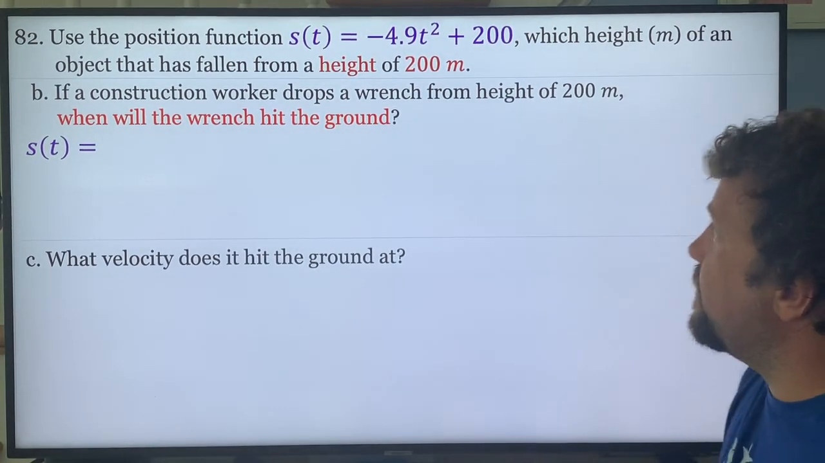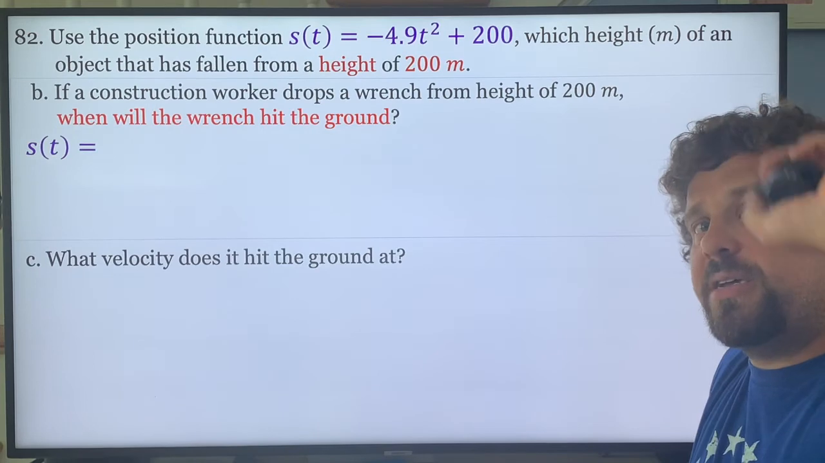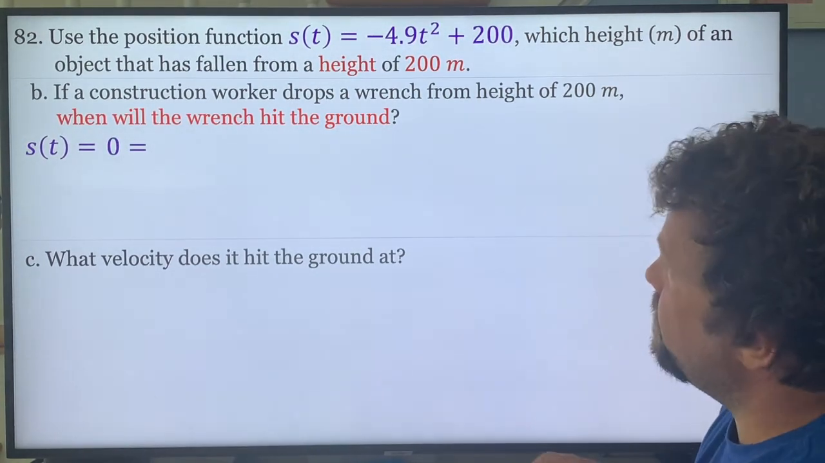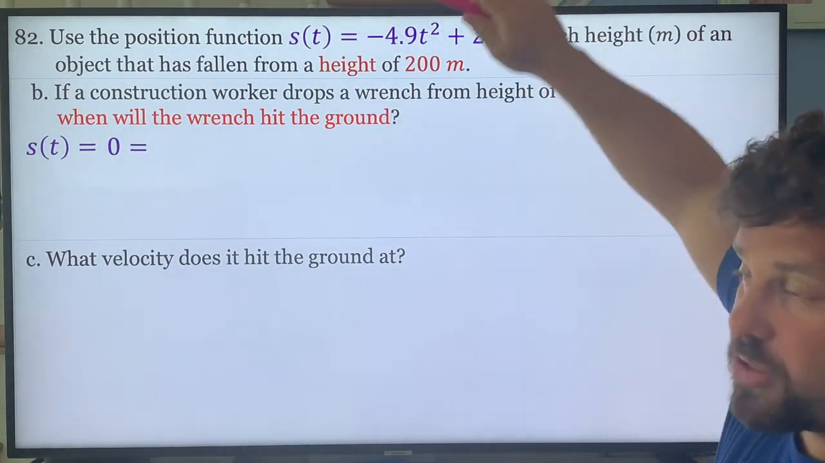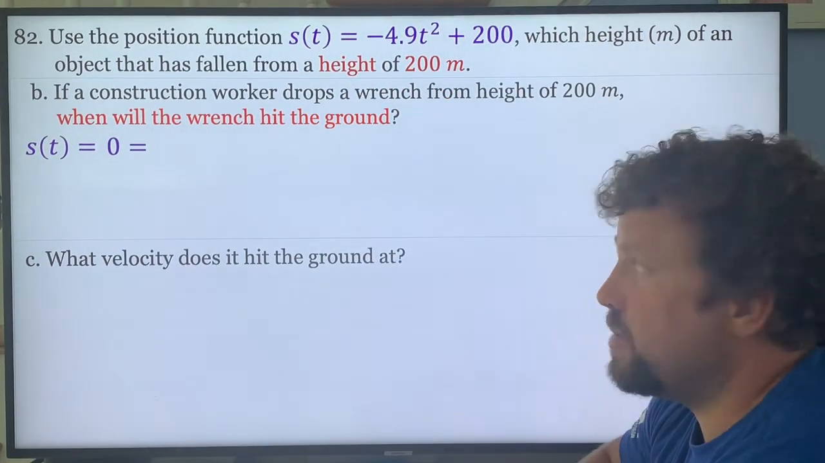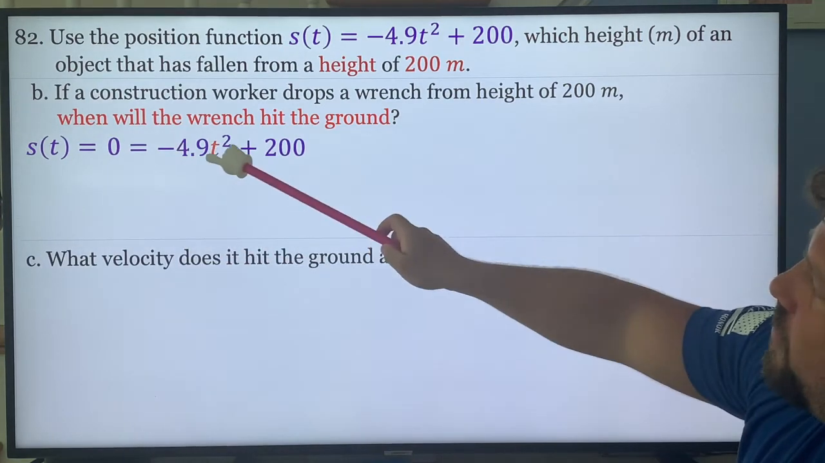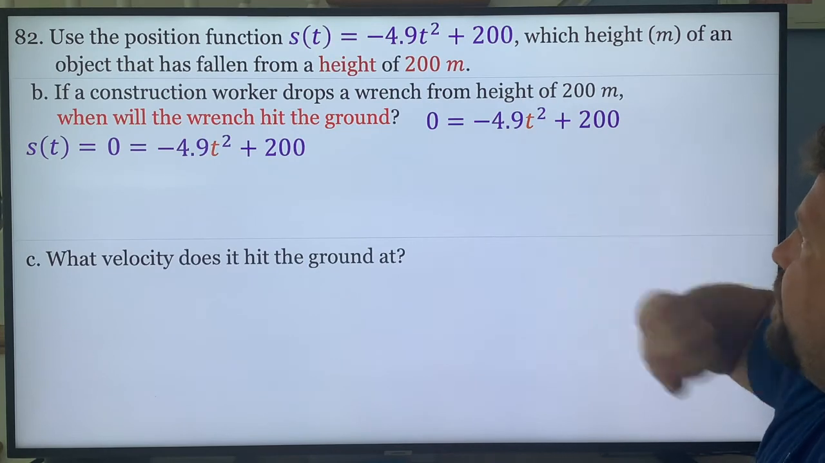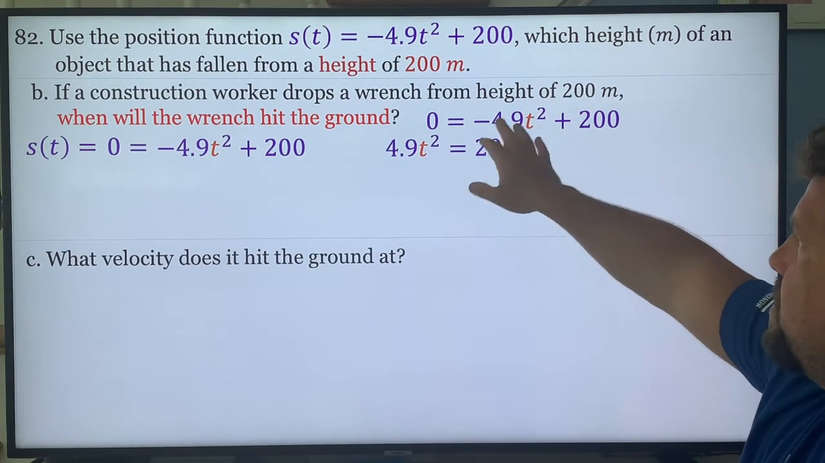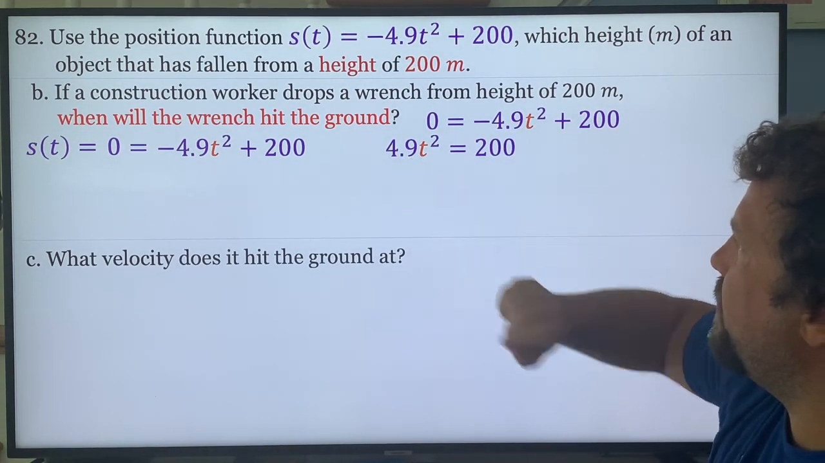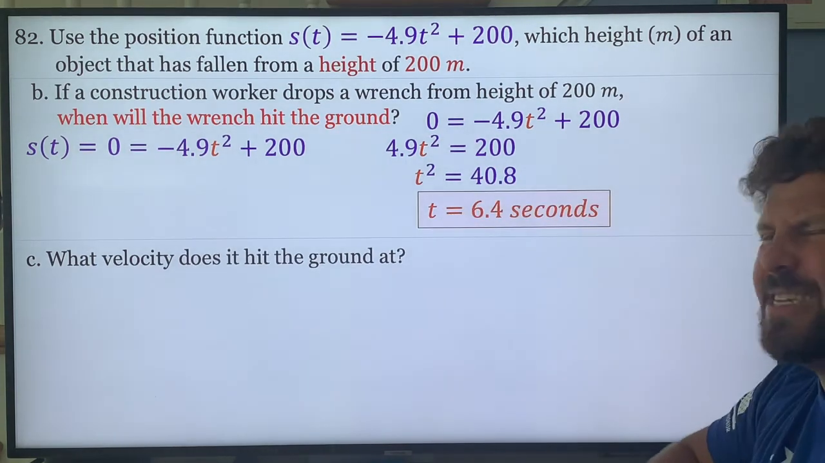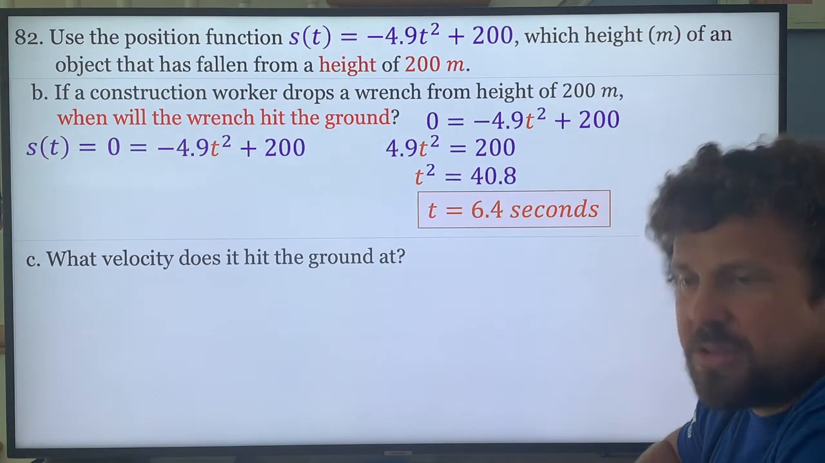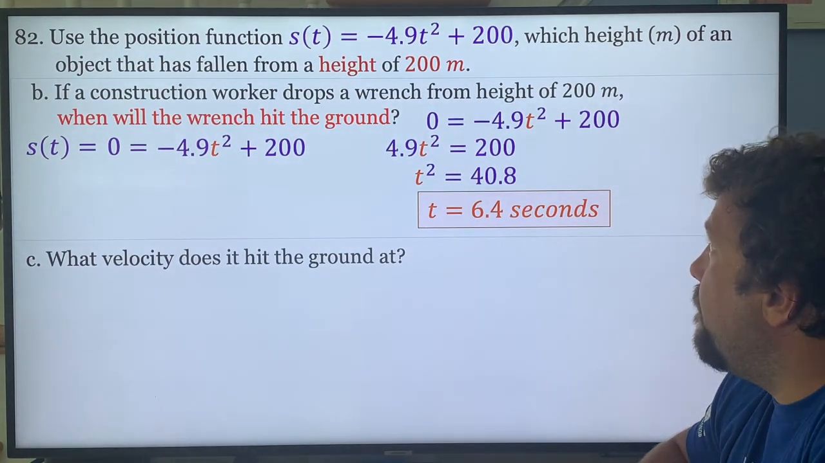Now, if the construction worker drops it from the height of 200, when will it hit the ground? Remember, the ground is S of t equals 0. S of 0 is your initial. S of t equals 0 is ground. So negative 4.9 t squared plus 200 equals 0. Add 4.9 t squared to both sides. Divide by 4.9. Square root gives 6.4 seconds. It takes a while. Even though it's a shorter distance, it's not going as fast.